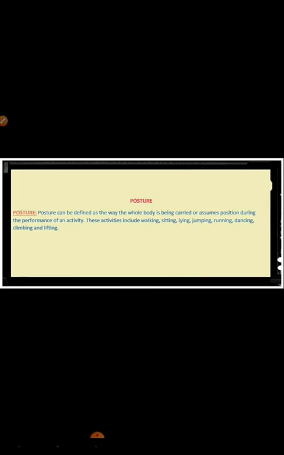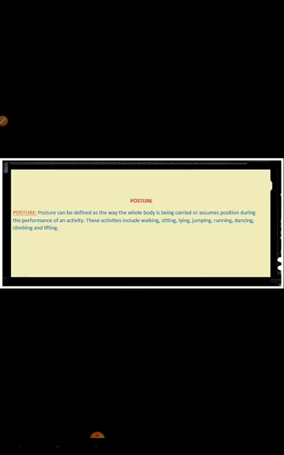Now let us start. At the end of this class, you should be able to explain the meaning of posture and describe the types of posture we have. We are also going to be able to demonstrate the kinds of posture, some of the kinds of posture like the sitting, standing, walking, and lifting posture.